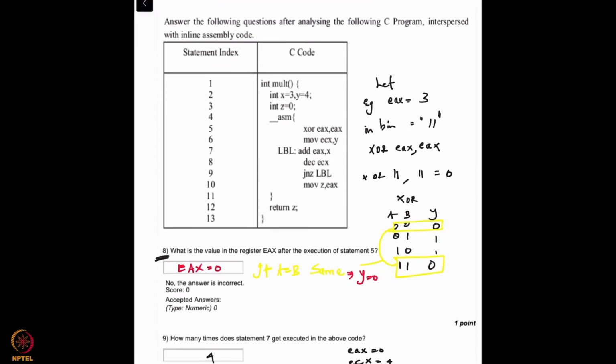Let's go to question 8. What is the value in the register EAX after the execution of statement 5? So what is statement 5 here? XOR of EAX comma EAX.